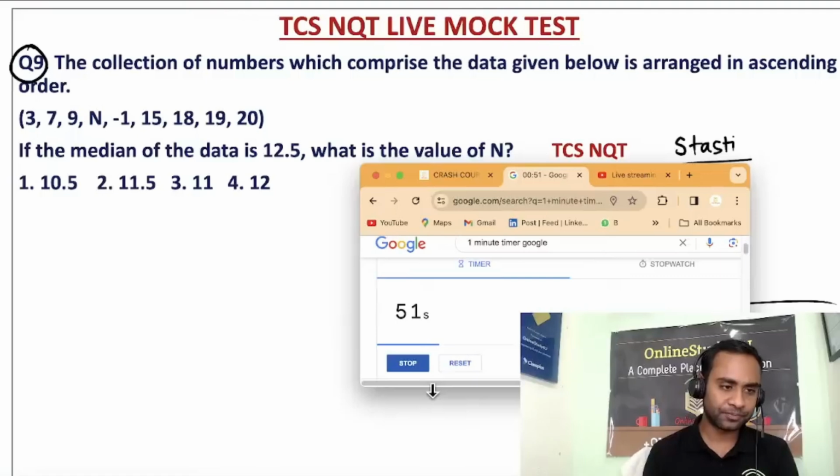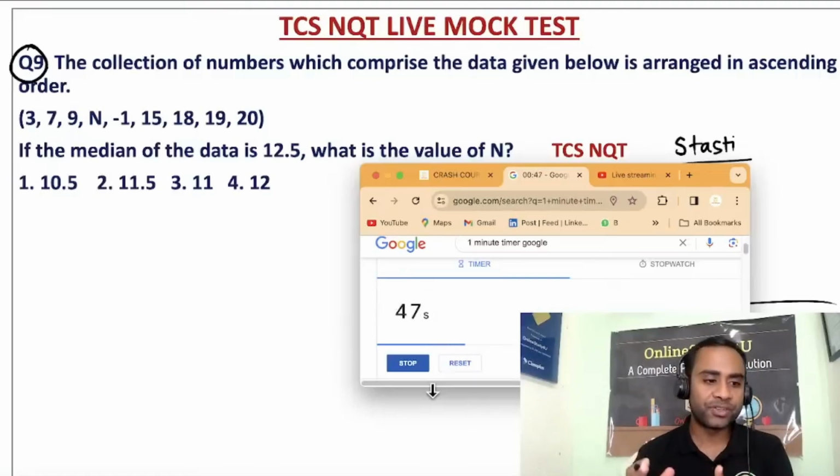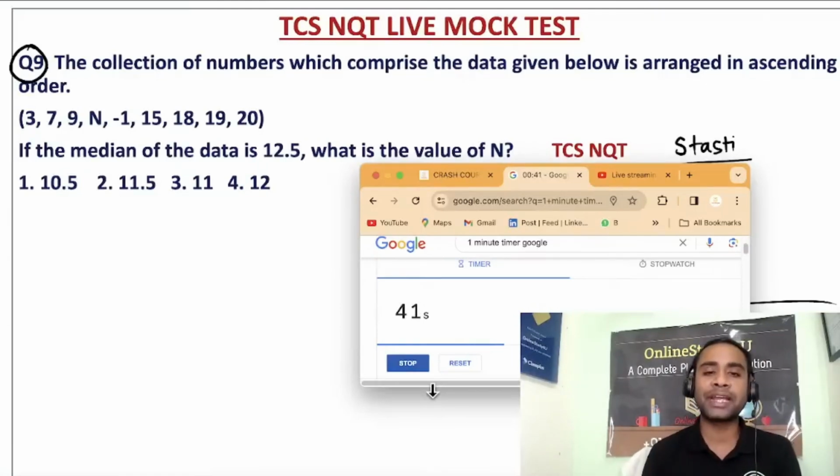So the collection of numbers which comprise the data given below is arranged in ascending order. The median of the data is 12.5. What is the value of n?